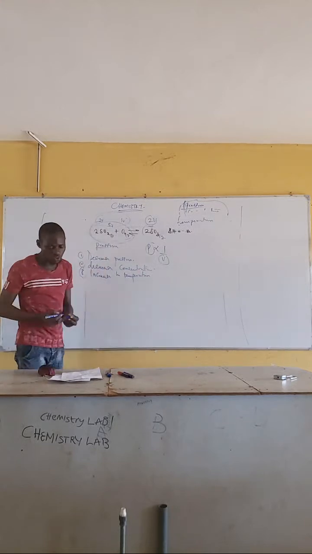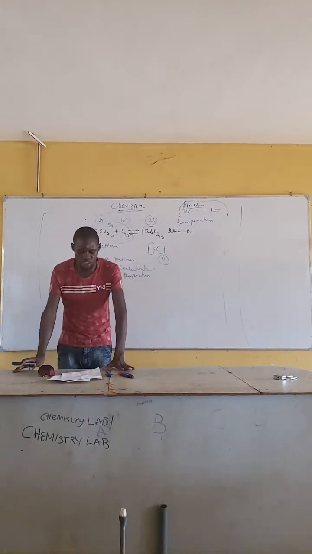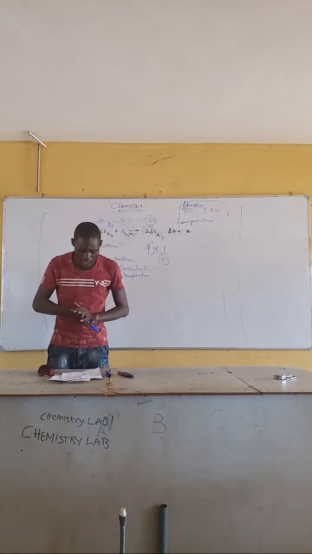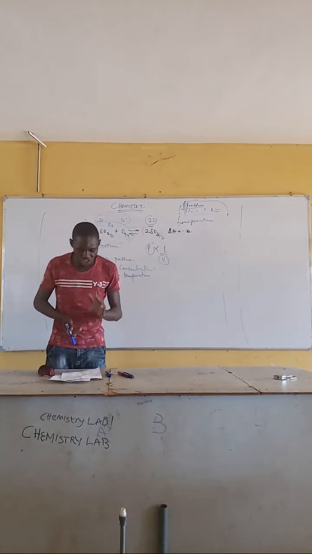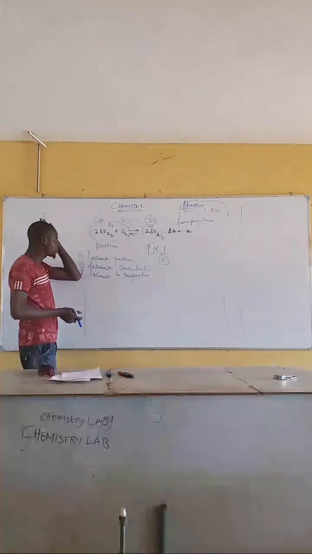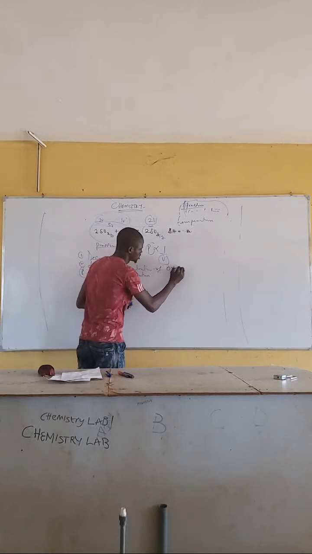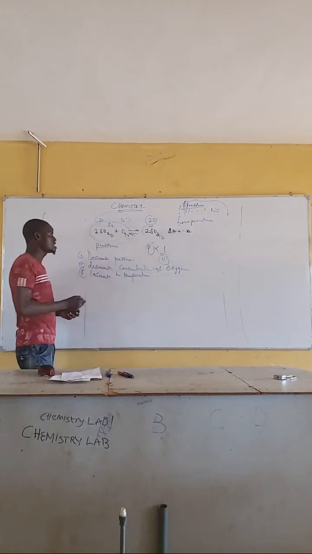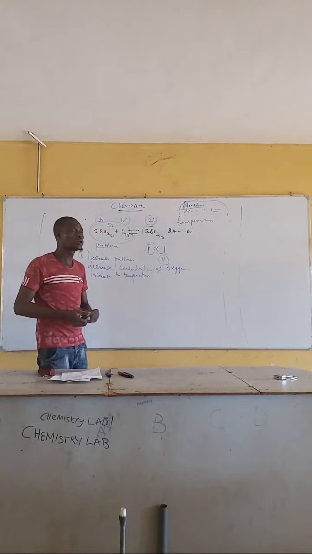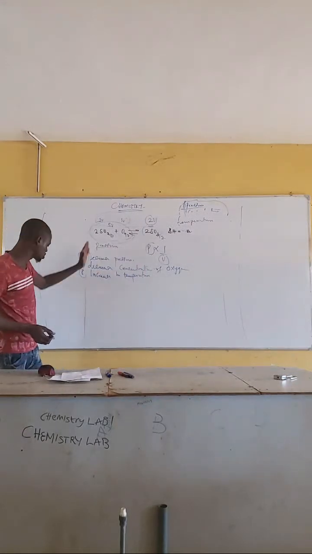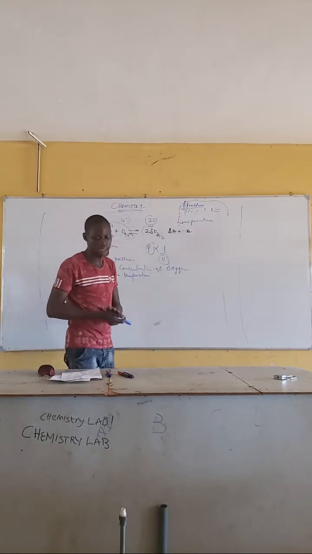So the answer to the question is option C, which is decreased pressure, decreased concentration of oxygen, and increased temperature. Increase in temperature will make the reaction shift to the backward process. These are the only conditions that can make it shift to the backward process. That is that for that.